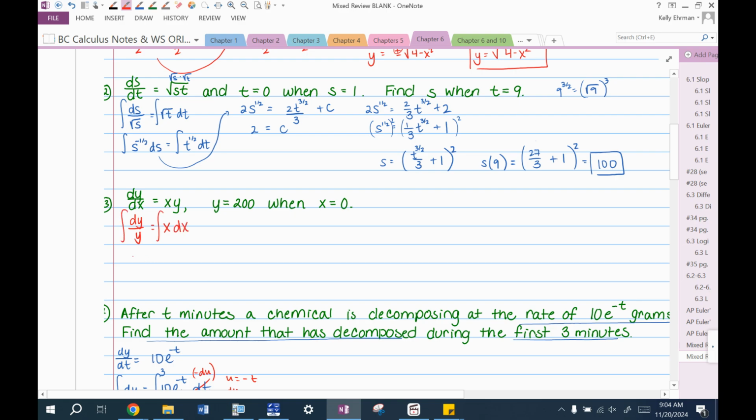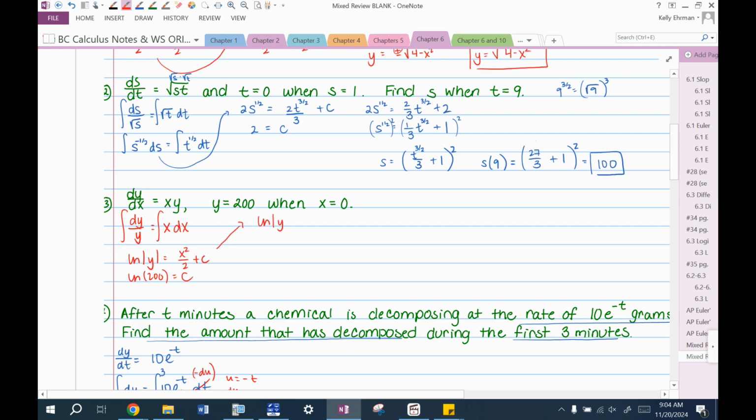The integral of 1 over y is natural log of absolute value of y. The integral of x is x squared over 2 plus c. I like to plug in my condition now, but you can also base e both sides if you want to, but instead of doing that, I just like to do this. So natural log of 200 is equal to 0 plus c. So now I can go from my general solution to my particular.